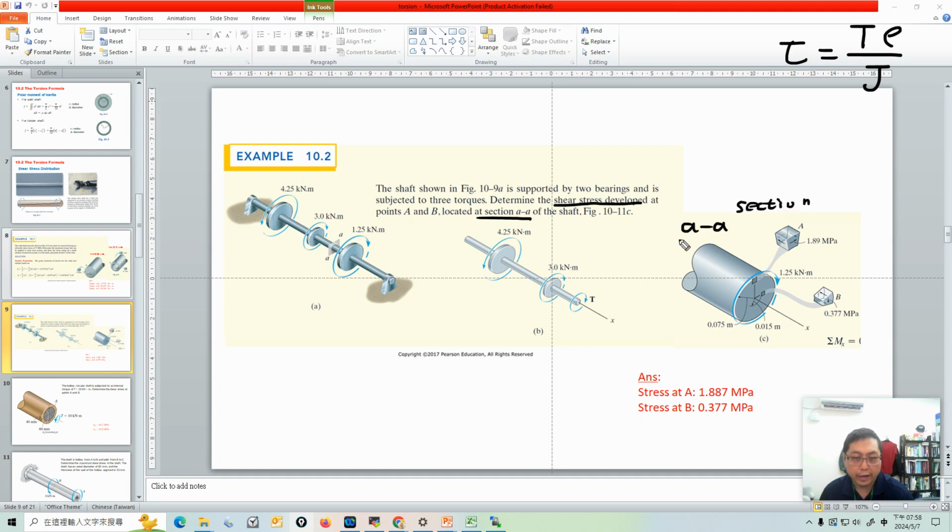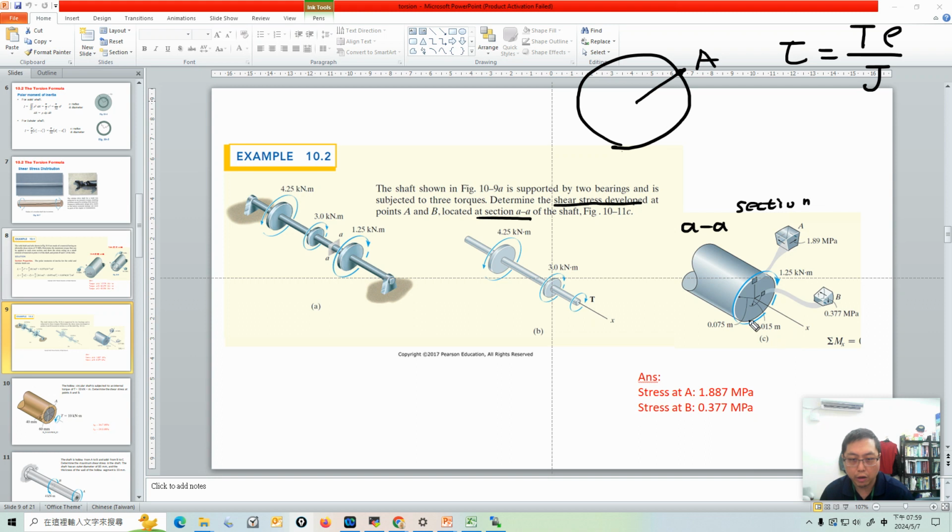In the AA section there are point A and point B. What's the difference between the A and B points? Let me draw this picture for the cross section. A is here. A is at the surface.